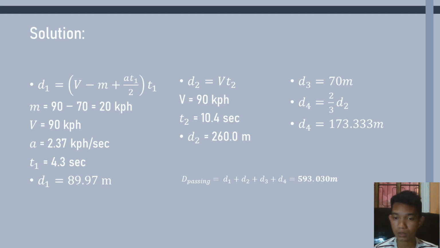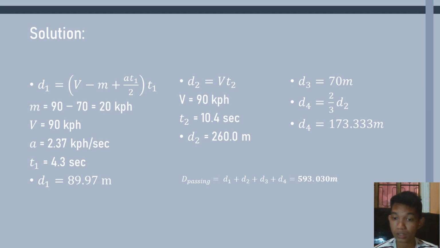So substituting all the values we have, we get the distance 1, which is equal to 89.97 meters. The formula for D2 is equal to V times time 2, where V is 90 kph, time 2 is 10.4 seconds. So multiplying 90 by 10.4, we get 260.0 meters. D3 is given, which is 70 meters, and D4 is just 2/3 of D2, which is 173.33.